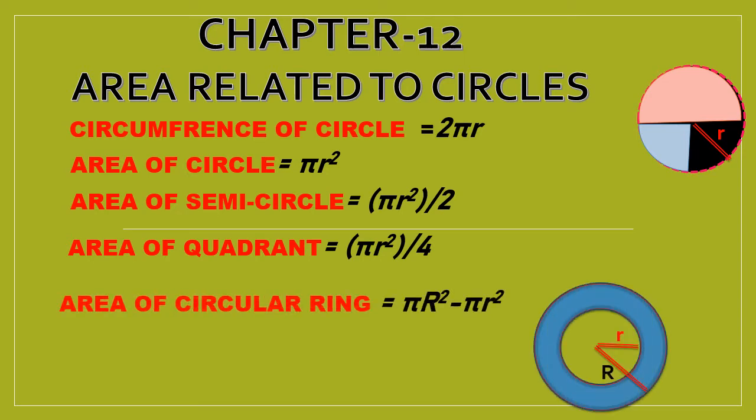Then we discussed how to find the area of circular ring. So yes, area of outer circle minus area of inner circle. We can simplify it a little bit by taking pi as common. So pi as common, inside bracket R square minus small r square, right? Later on we can substitute the value if we require.